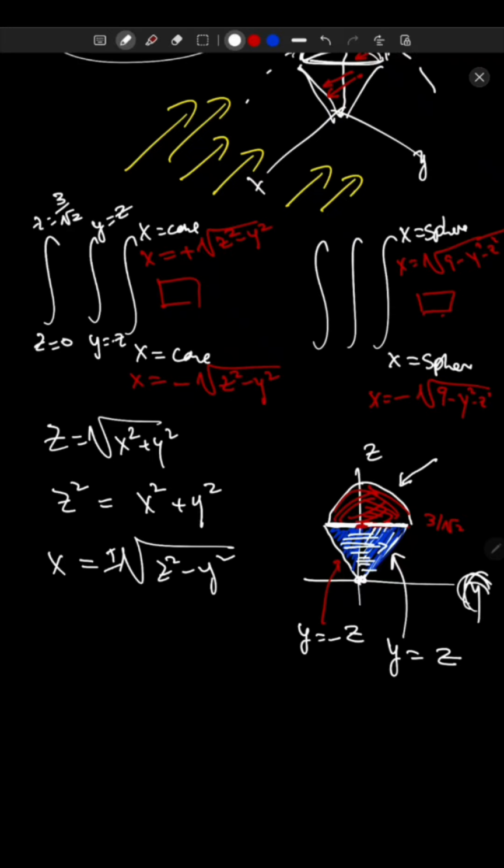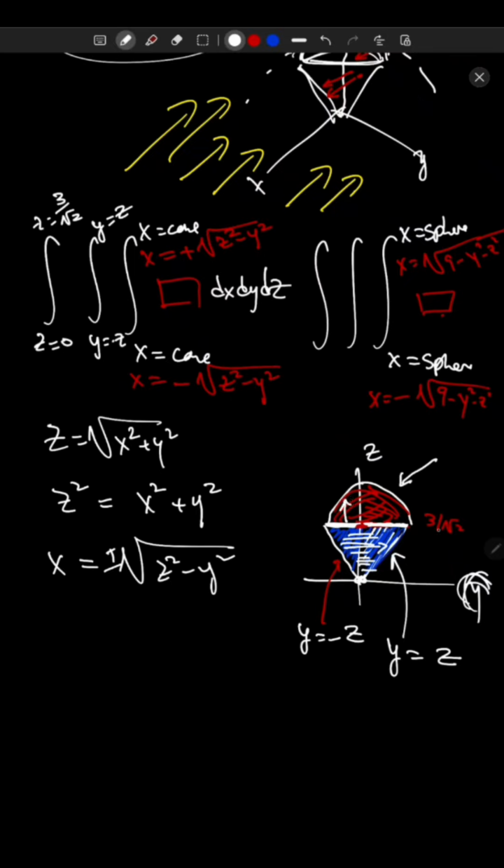Everything else looks the same. So y equals minus z to y equals z. All right. Okay, so we're doing dx, dy, dz here. Okay. All right, for the sphere, same idea. We're doing this red part, right? And again, we're looking at the yz plane. So if we integrate horizontally, or let's integrate vertically, I think that looks easier, right?